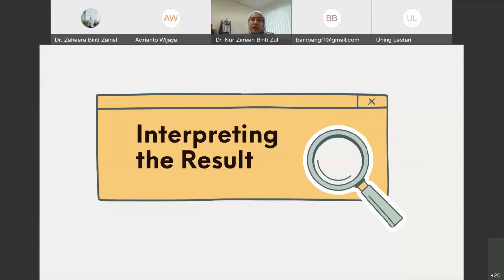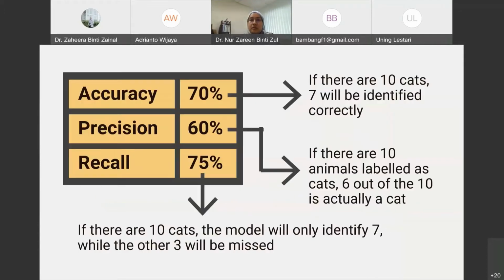But if you don't understand what the result means, then you wouldn't be able to assess whether your model is good enough or not. So interpreting the result is also important. So let's look at our example just now. So we have accuracy, precision, recall. So accuracy is about 70%, precision 60, and recall 75.